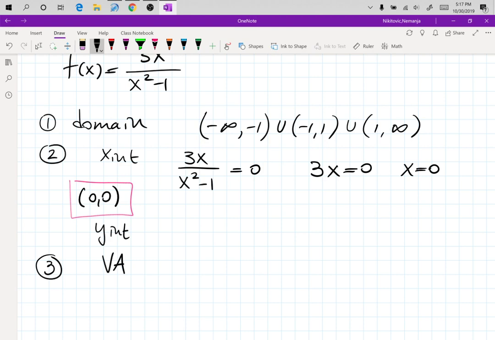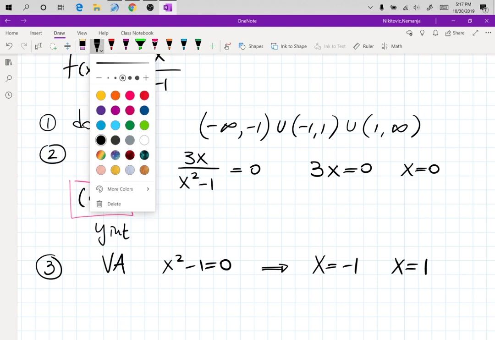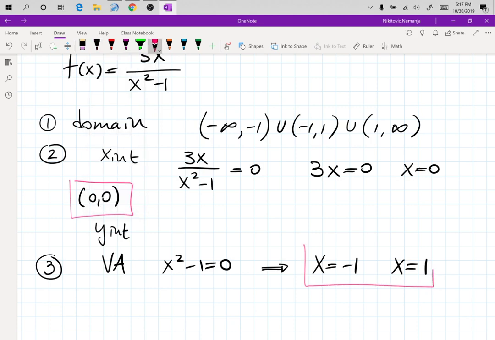Vertical asymptote, well, you have your x squared minus 1 equal to 0. You know that you will have x equals minus 1 and x equals 1. Those are your interruptions in domain. So now we have 2 vertical asymptotes.